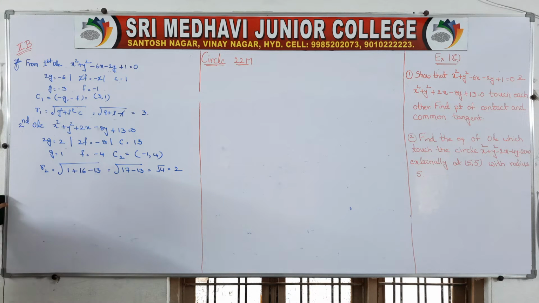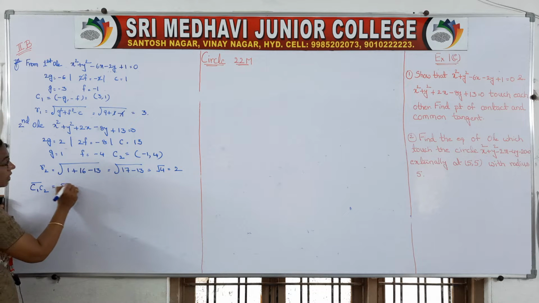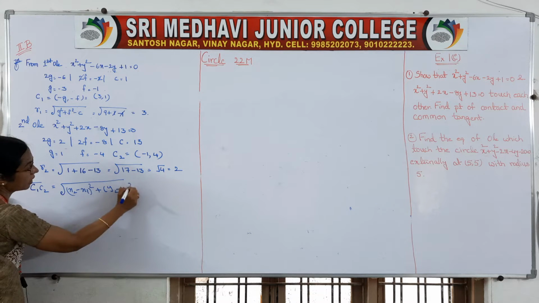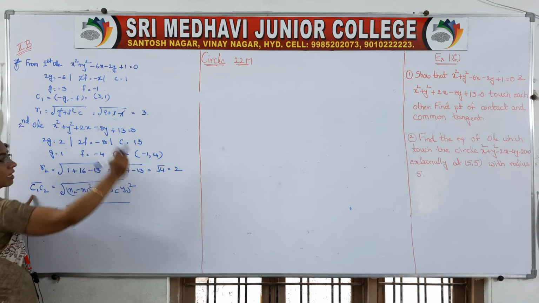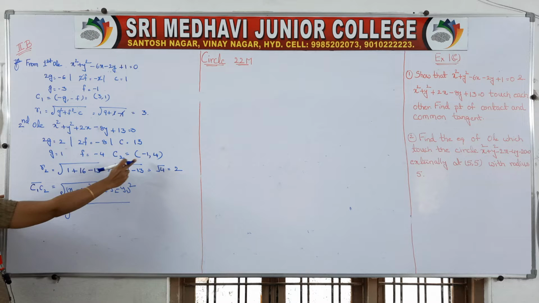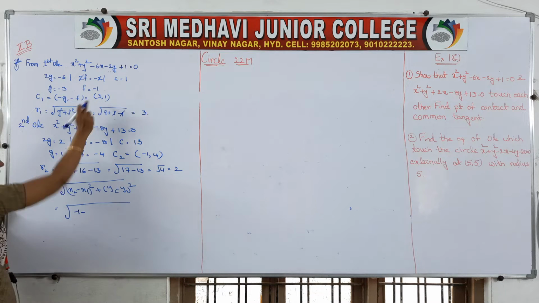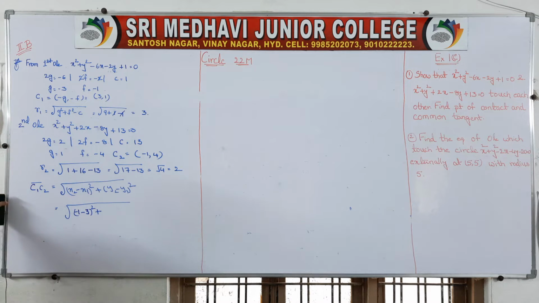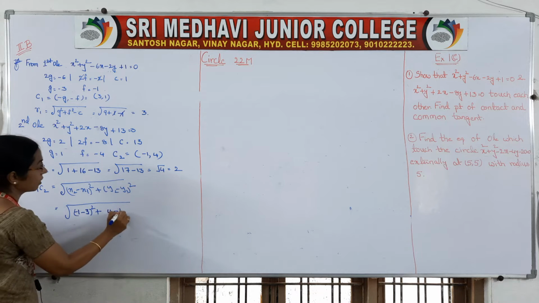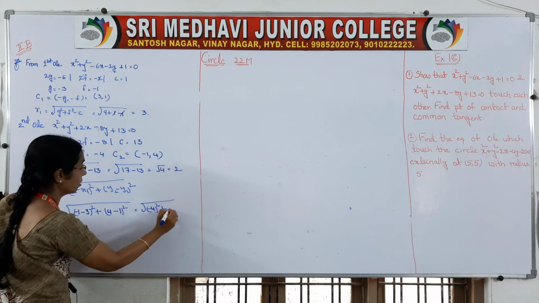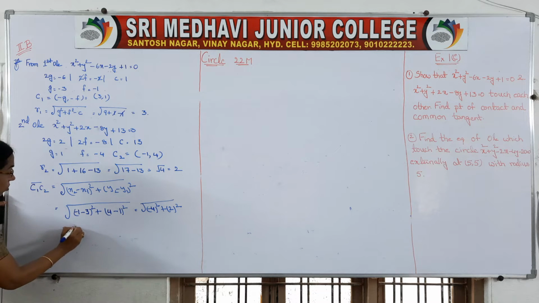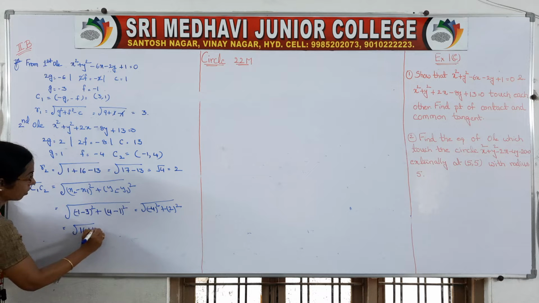Once we have the center and radius for both circles, we have to find the distance between the centers. That is the procedure. The formula is root of (x2 minus x1) whole square plus (y2 minus y1) whole square. Consider C1 as (x1, y1) and C2 as (x2, y2). So x2 is minus 1 minus x1 which is 3, whole square, plus y2 which is 4 minus y1 which is 1, whole square. This is minus 4 whole square plus 2 whole square.